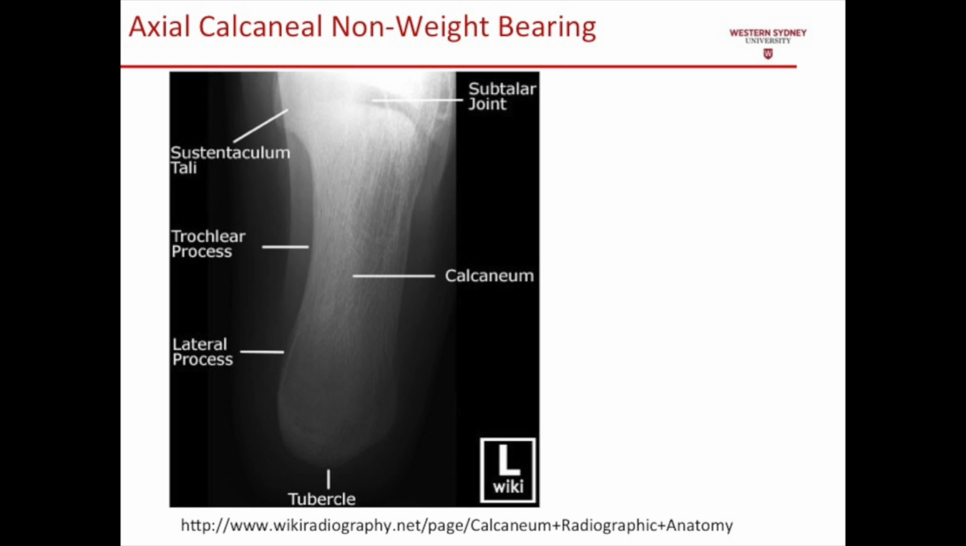In this slide you can see the axial calcaneal non-weight bearing image, which would be achieved from the previous arrangement. Note that you get a really good view of the subtalar joint and the sustentaculum tali. This view can be particularly useful when looking for tarsal coalitions.